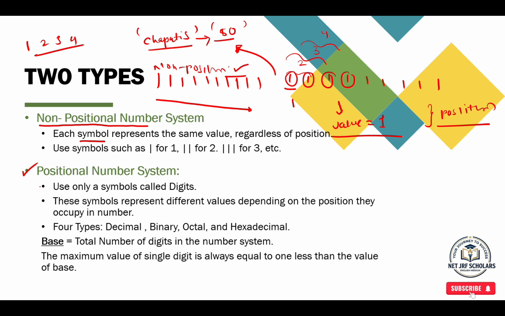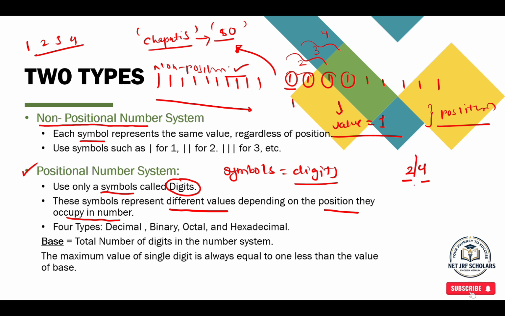Next, we have the positional number system. Here, we use symbols called digits. These symbols represent different values depending on the position they occupy in a number. Let's say I have said 24. It does not mean 2 and 4, right? It means 2 tens plus 4 ones. So it means 20 plus 4, which is 24.